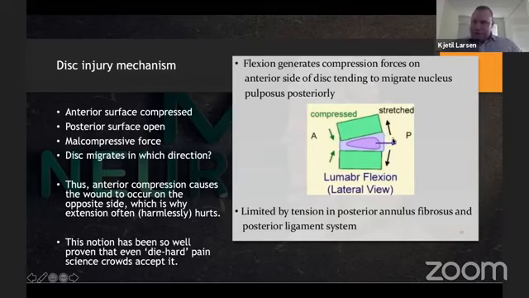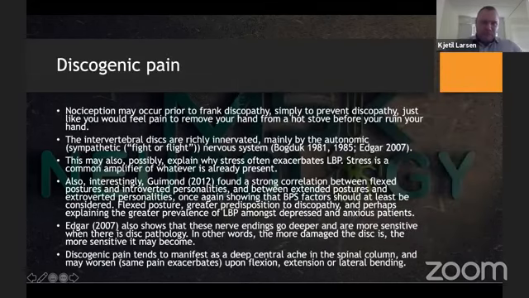And this is why, even though the patient has a flexion problem, when they extend the spine they will often get pain, because the wound is in the back of the disc. The flexion mechanism of disc herniation has been very well proven, even in the pain science crowd, which is generally against the notion of biomechanical causes of pain. They also agree with this notion. Now, what about discogenic pain? Is discogenic pain a real problem?